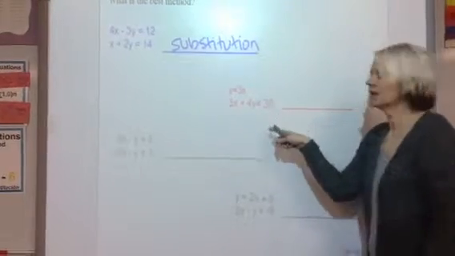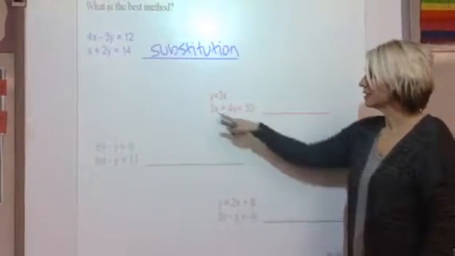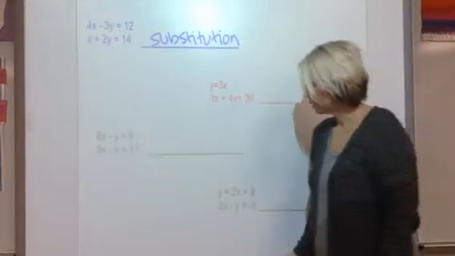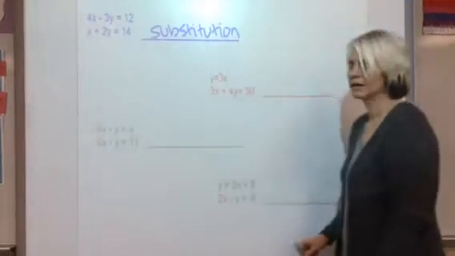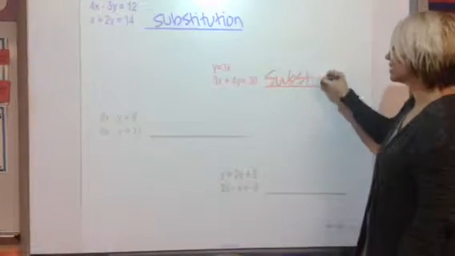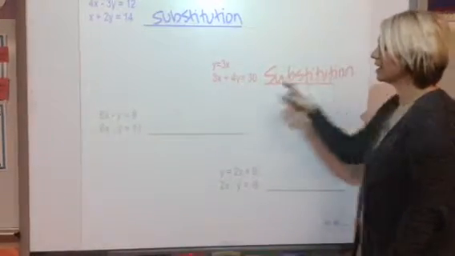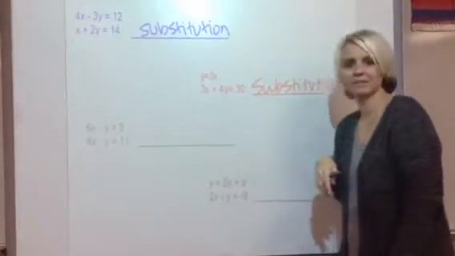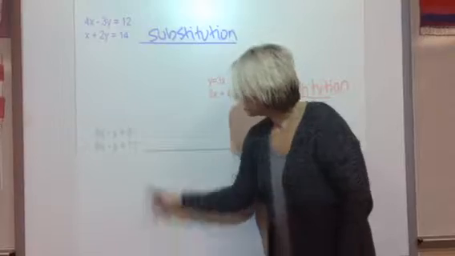All right, let's look at the next one. y equals 3x. 3x plus 4y equals 30. Think about it. I would say substitution again. Now the reason I'm saying substitution here is because I have something already set equal to y and I can easily plug that in.